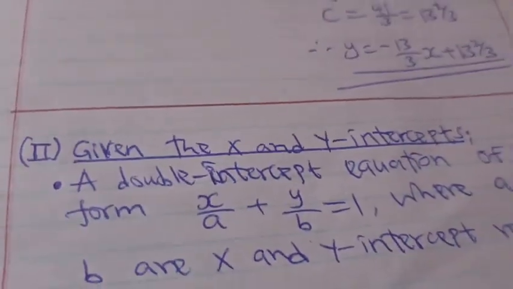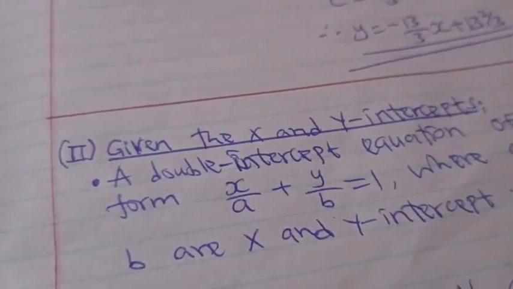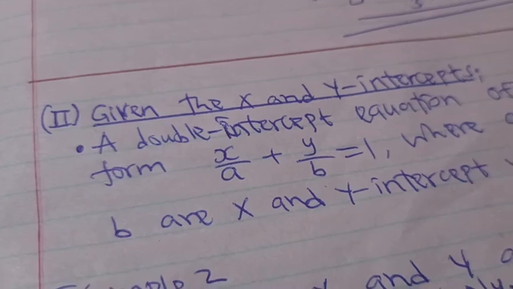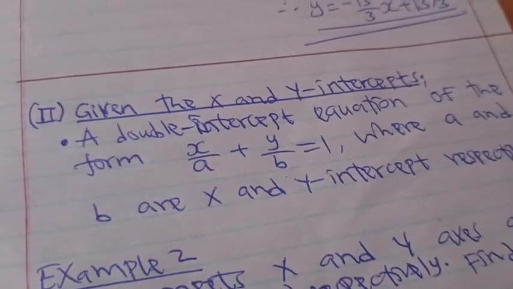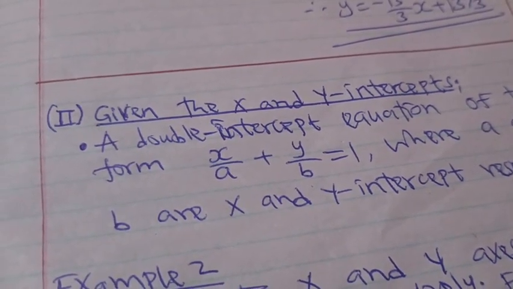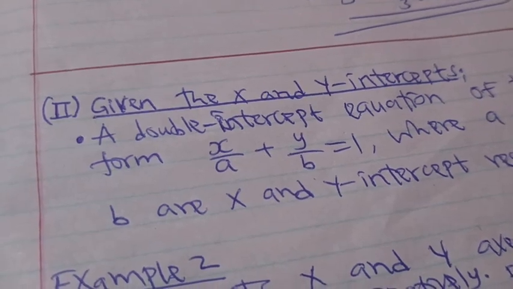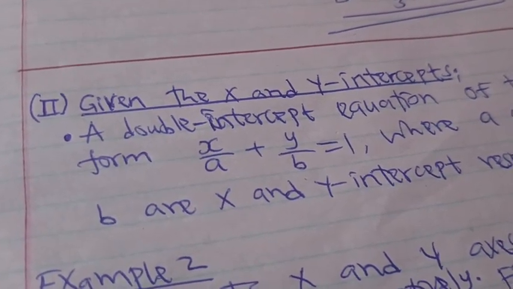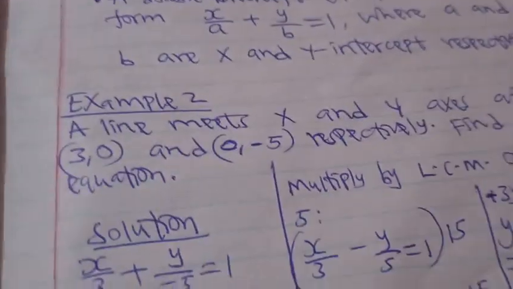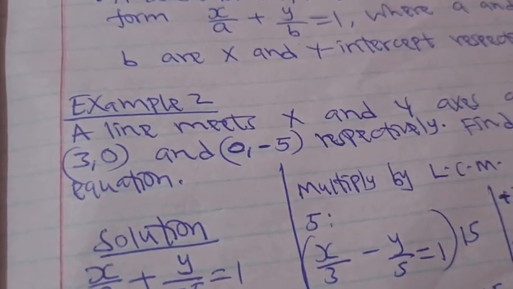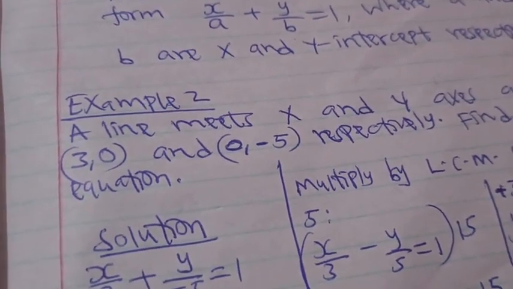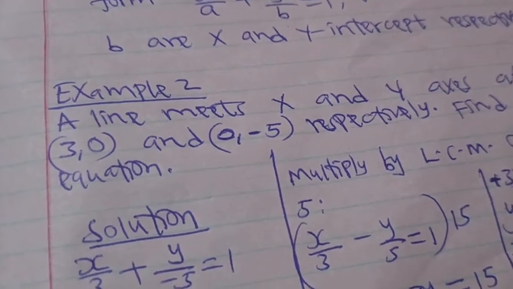Condition number 2, to form an equation when given x and y intercepts. In this case, we are able to form an equation known as the double intercept equation, which is of the form x over a plus y over b equals 1, where a and b are x and y intercepts respectively. For example, in example 2, a line meets x and y axes at 3, 0 and 0, negative 5 respectively. Find this equation.